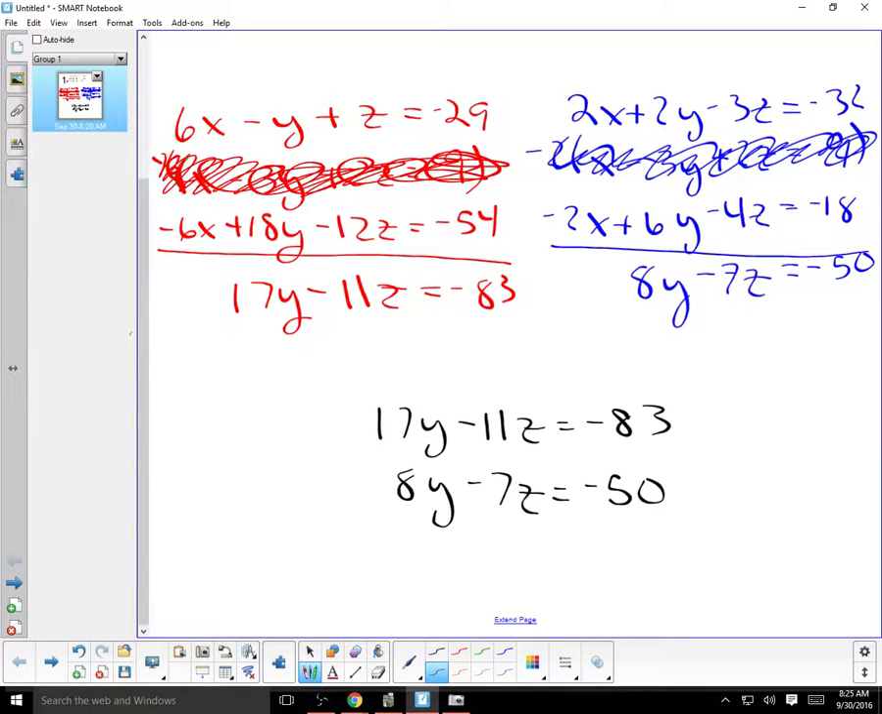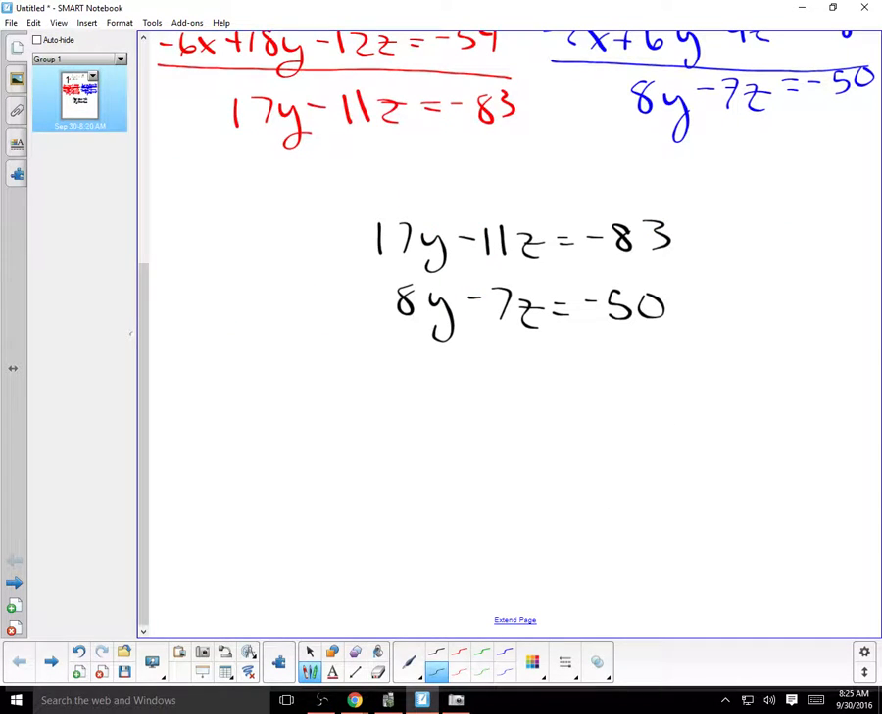Z's? Okay, cool. So now obviously this is going to be more work because it's not as simple as multiplying by one number, right? So I'm going to have to change both of them. That means that the LCD, that smallest number they both fit into, is going to be 77. So I'm going to get the top one to become a 77z and the bottom to become a negative 77z. Okay, that means changing both equations.